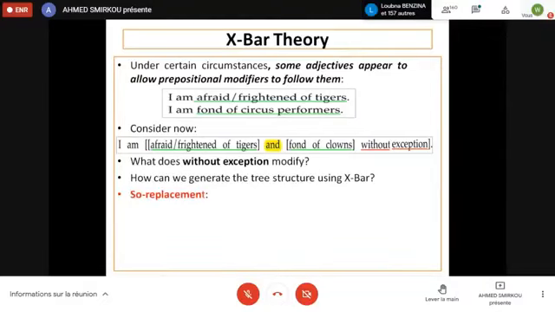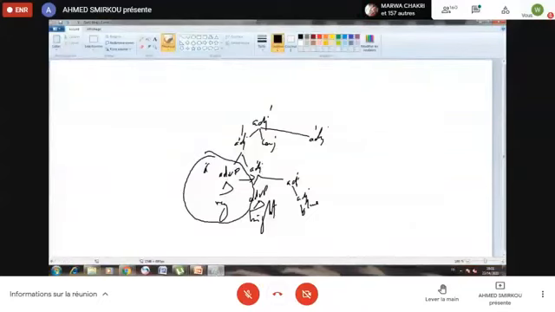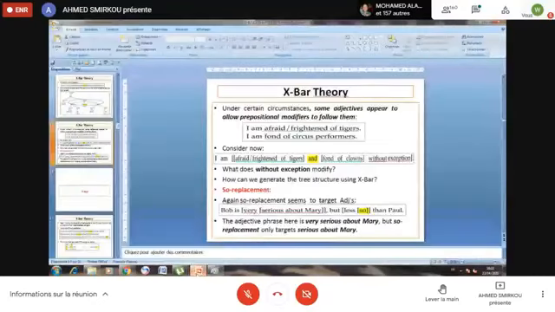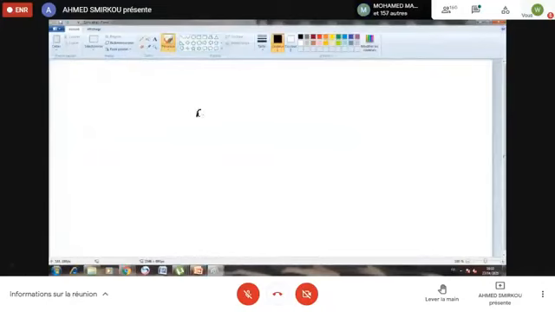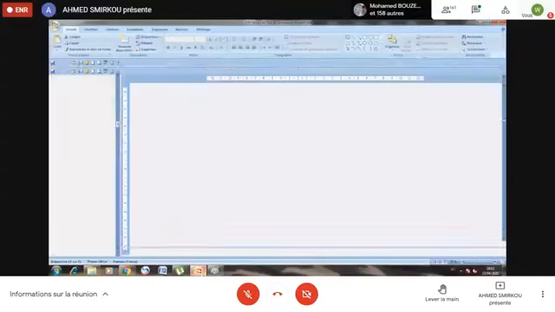So the tree, we have to draw the tree, just to show that there is an intermediate level. So I'm frightened of, afraid of tigers. Here we have adjective phrases. So remember, adjective bar. Here we have conjunction, and we have adjective bar. So we have here adjective, which is afraid, and here we have preposition phrase, of tigers. And we have the other adjective phrase, which is fond.